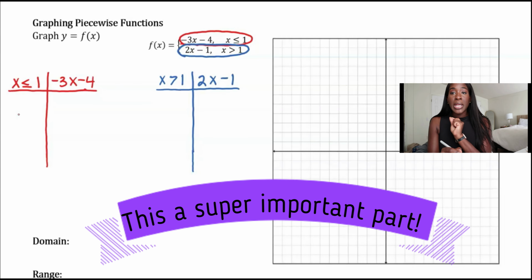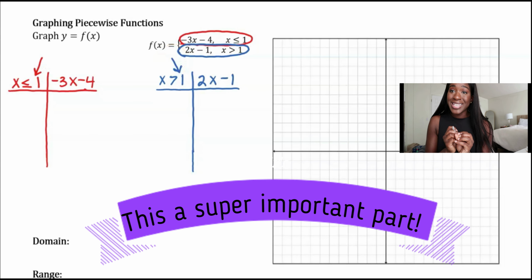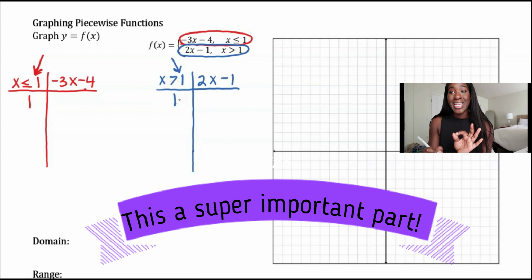Very important part of graphing piecewise functions, a very common mistake that I see people make. If there is a number that shows up in the restriction for your piece, you need to put that number in the table. So I'm definitely going to put 1 in the first table because it shows up in the restriction in that inequality, and I'm also definitely going to put 1 in the second table because it shows up in the inequality.